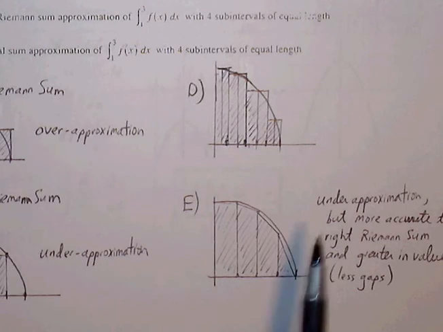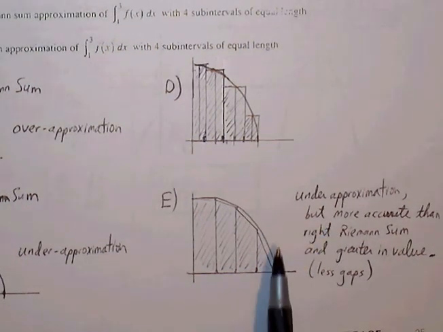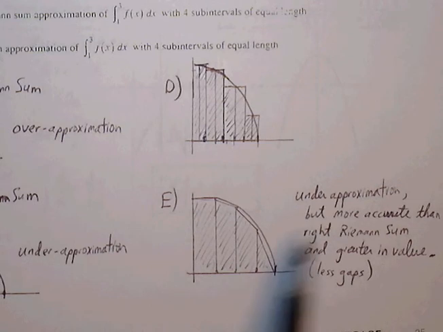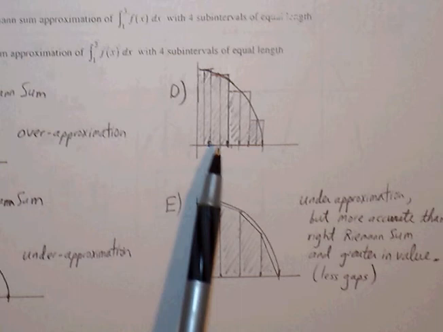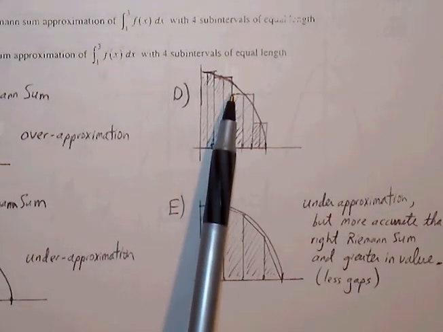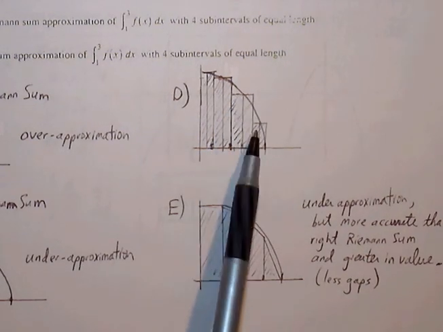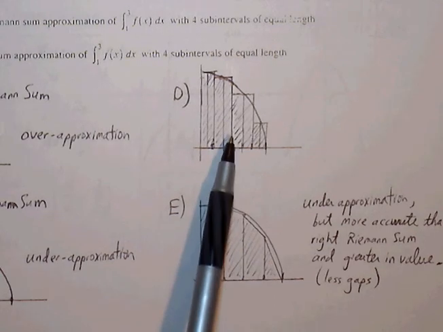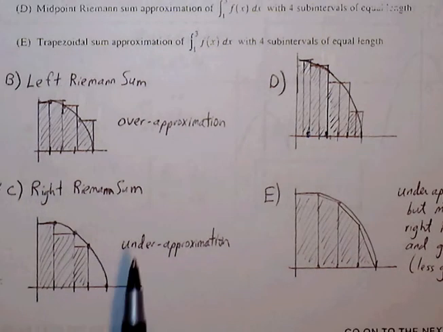And part E, we're also going to get an under approximation with the trapezoid, but it's more accurate. As you can see, there's less gaps. And for D, we're not exactly sure. We just know that this is going to be somewhere. Maybe it's an over approximation, maybe it's an under approximation. We're not going to be able to make that determination. However, we can tell that the least value would have to be the right Riemann sum.